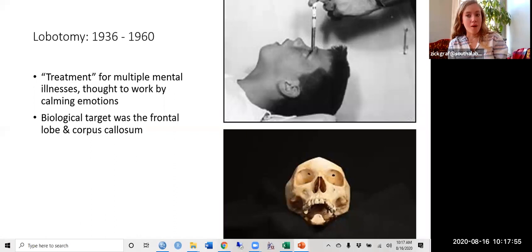So a more modern example of a biological theory with a specific physical origin in the body had to do with lobotomies. Again, there are further recommended readings about the history of lobotomy. It's pretty fascinating. Basically, it's a physical treatment for psychopathology that was invented in the 30s, and it was believed to work by just calming people's emotions, sort of turning down whatever negative emotion the person was experiencing.